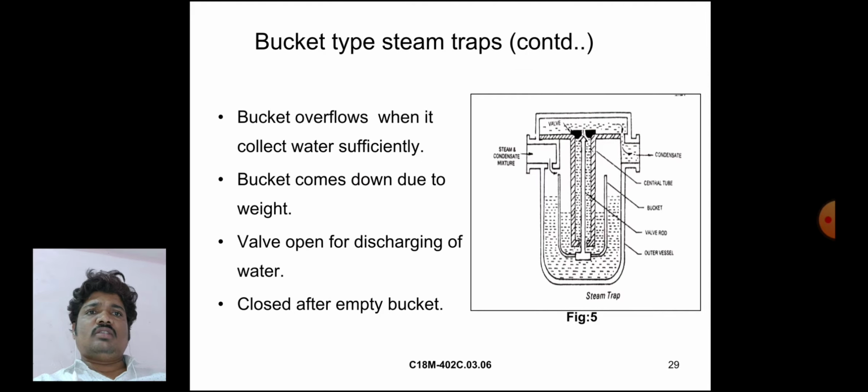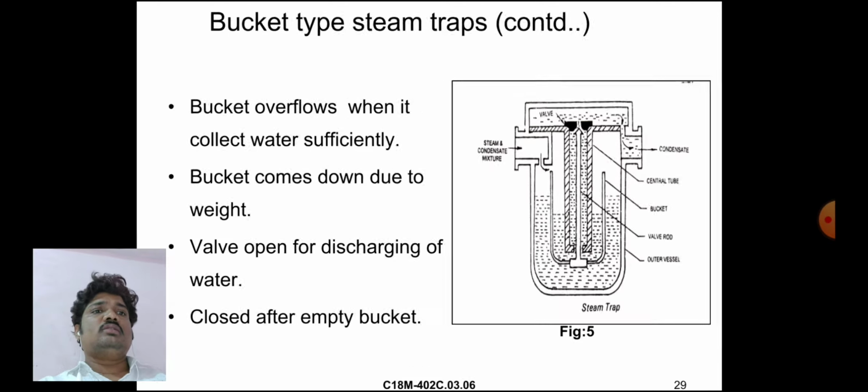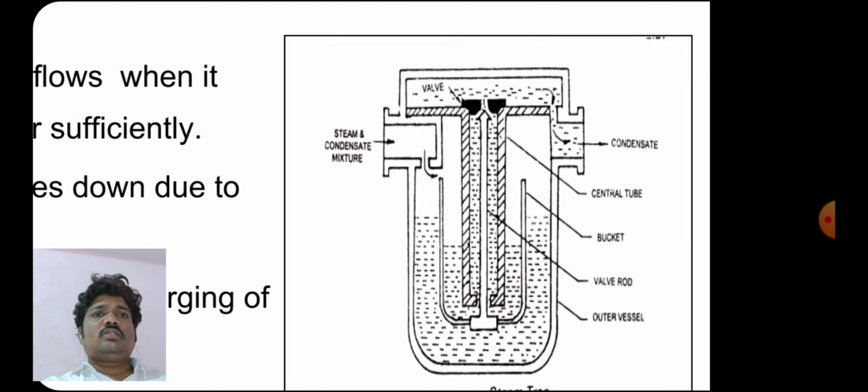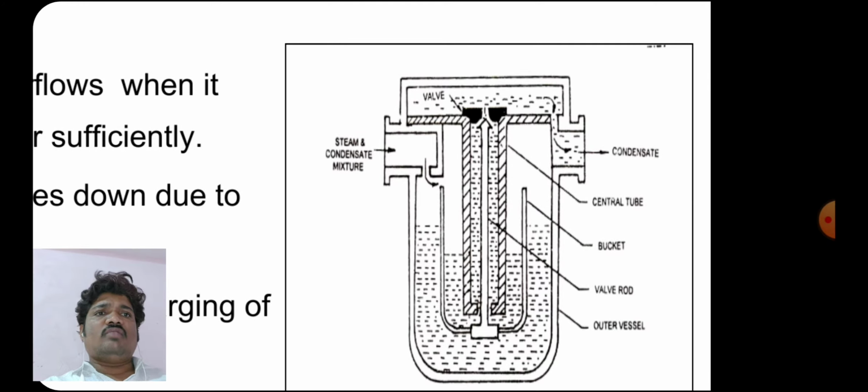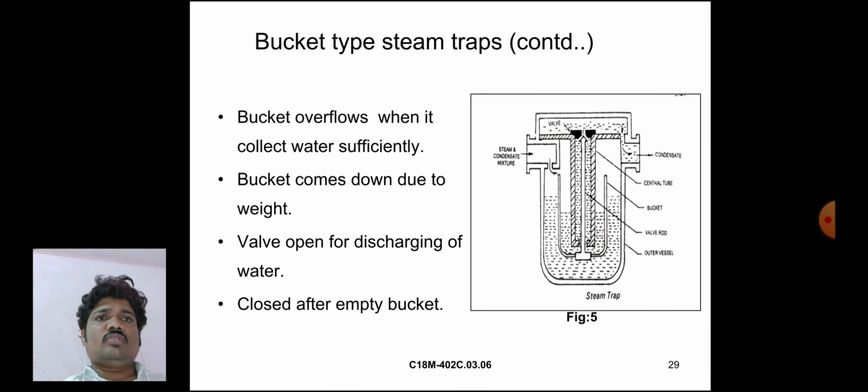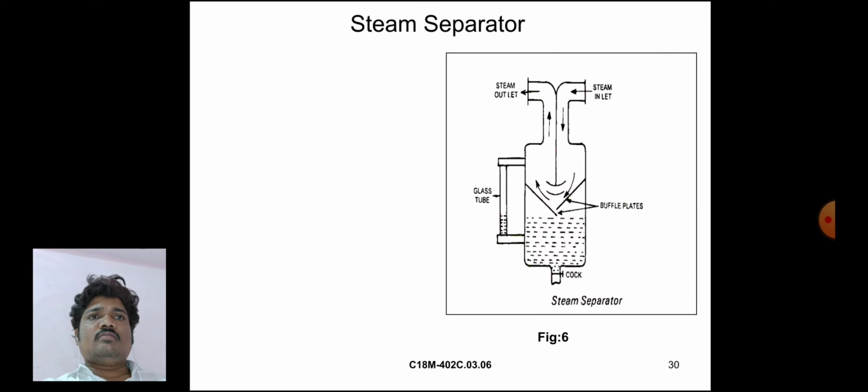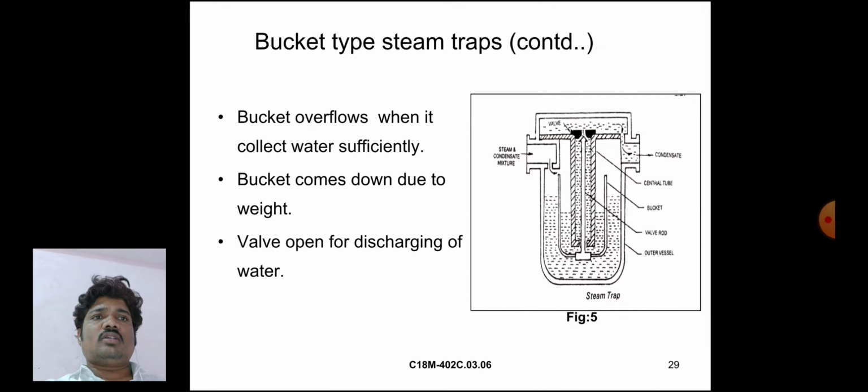Bucket overflows when it collects water sufficiently. Bucket comes down due to weight. Valve opens for discharging of water. Closed after the bucket is empty. These are the components of this steam condensate mixture: valve, condensate, central tube, bucket, valve rod, outer vessel. Bucket type steam trap. Steam separator. This is a steam trap. We discuss about the steam trap.